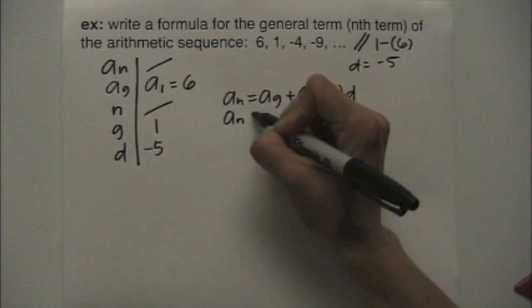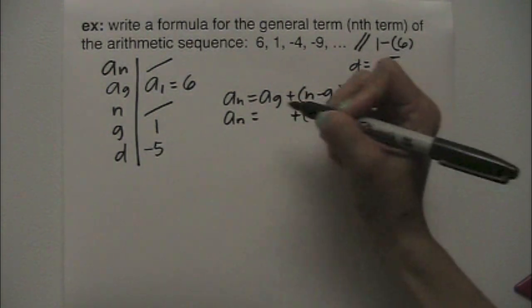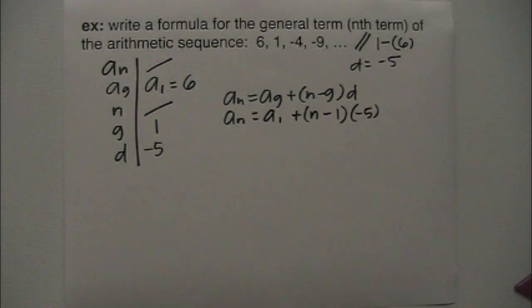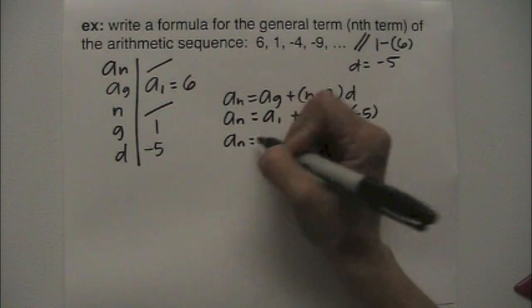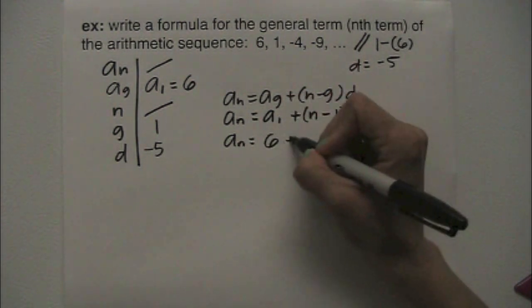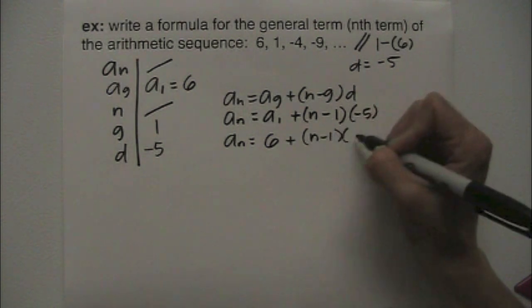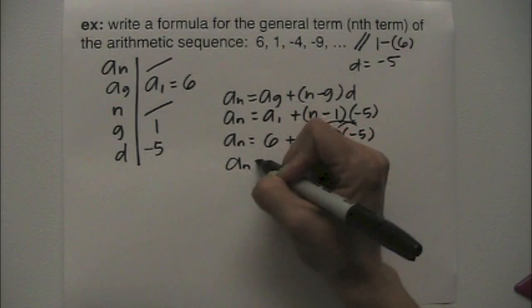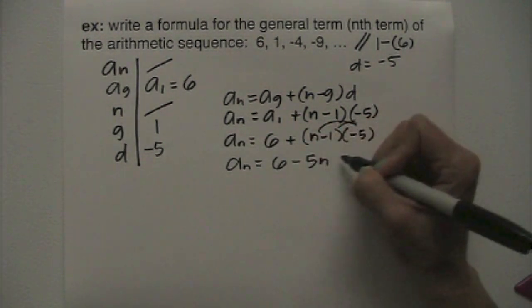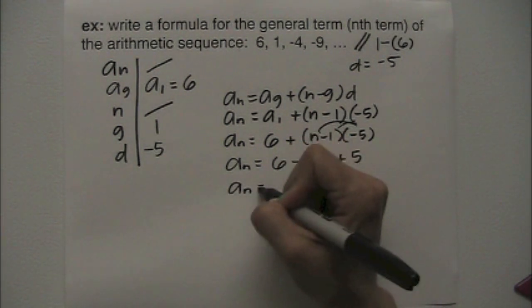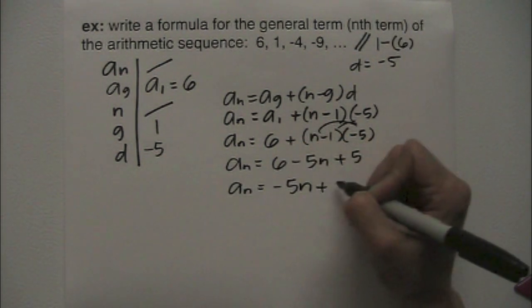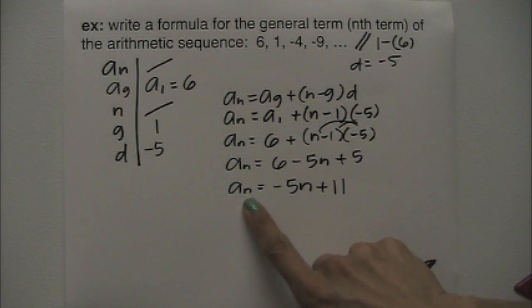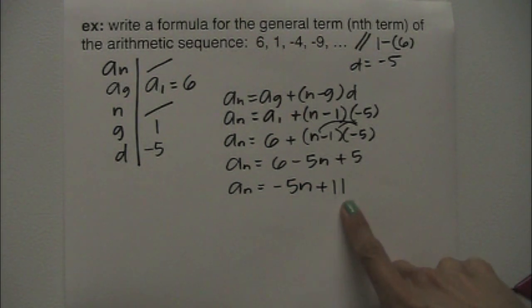I'm going to leave a sub n and n as our variables and plug everything else in. And then one last step where we plug the a sub 1 in as 6. And at this point, distribute and combine like terms. So the formula for the general term is going to be a sub n equals -5 times n plus 11.